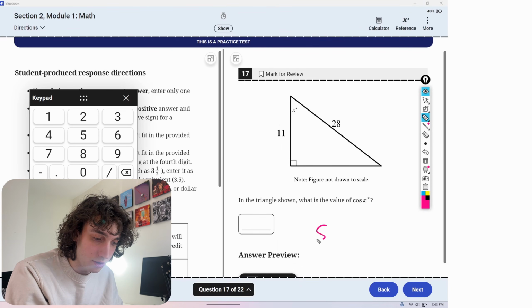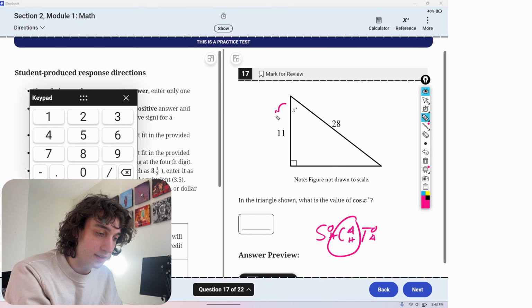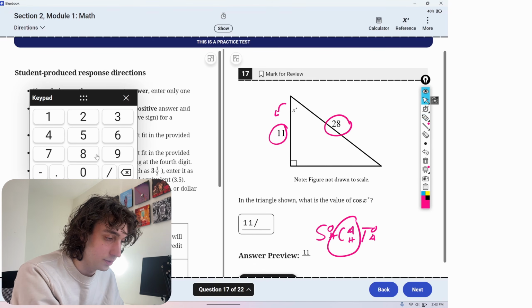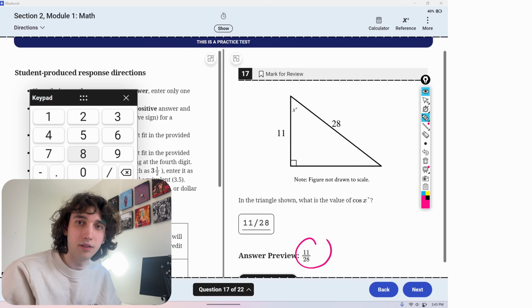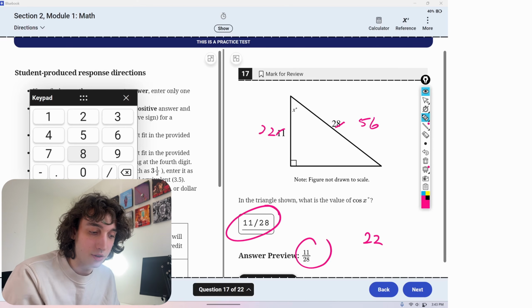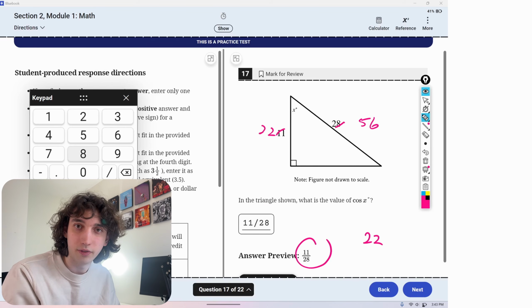Okay, this problem is laughably easy compared to everything else we've been doing. The cosine, you should just memorize SOHCAHTOA, where the cosine is your adjacent side over your hypotenuse. So the adjacent side to x is this 11, and the hypotenuse is 28. So the answer is 11 over 28. When you answer fractions on the SAT, you need to be very deliberate that you're answering in simplest form. So if we found that this was 22, and this was 56, for example, we would need to make sure that we're putting 11 over 28 in our answer choice. The SAT would not accept 22 over 56.